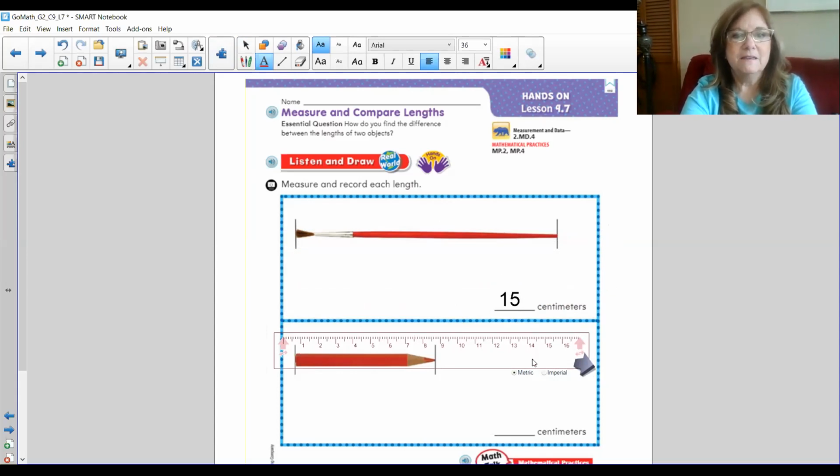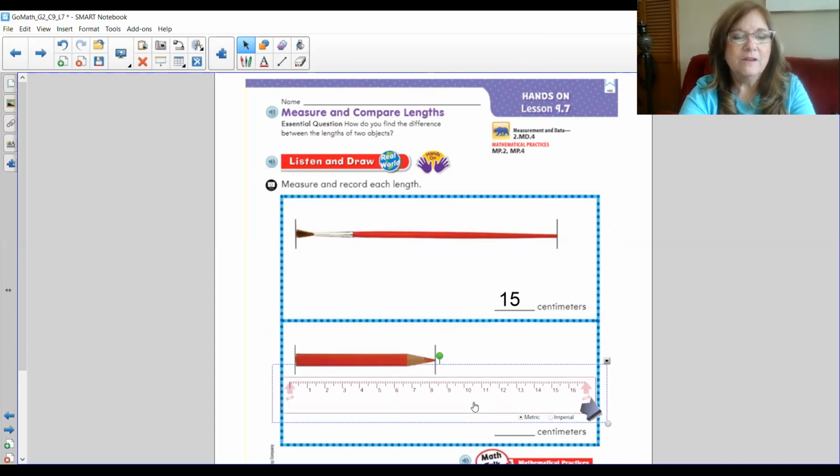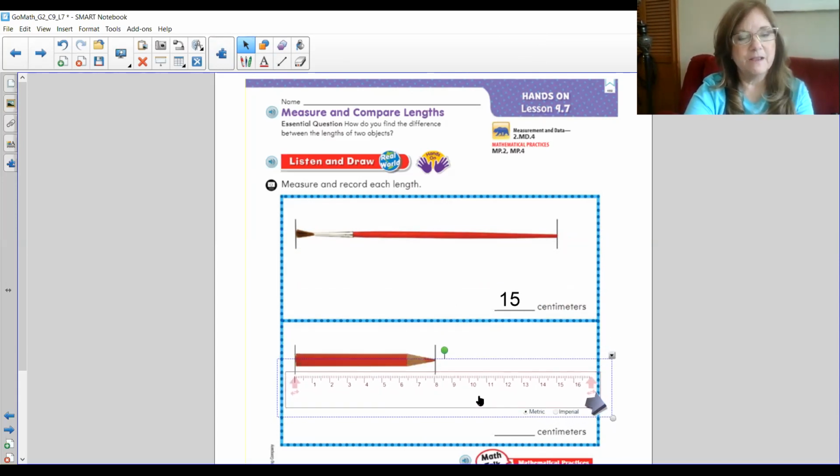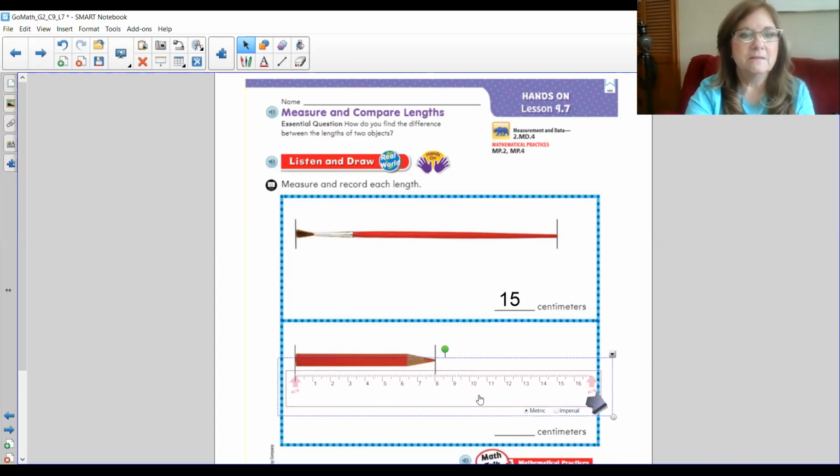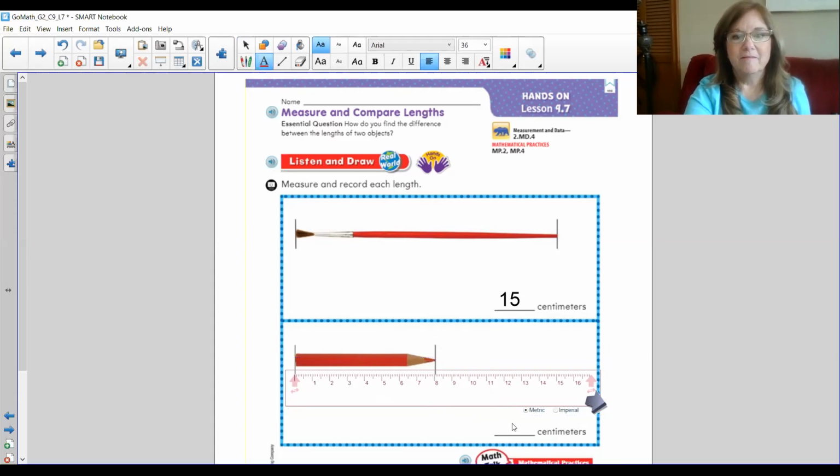Okay, then we'll take our ruler down to the pencil, and we want to make sure that we line up the very beginning of the ruler with the beginning of the pencil, and then we follow it all the way to the end, and this line right here represents the end of the pencil, and it is on 8. So the length of the pencil is 8 centimeters. So we'll go ahead and put in 8 in our little answer place right there.